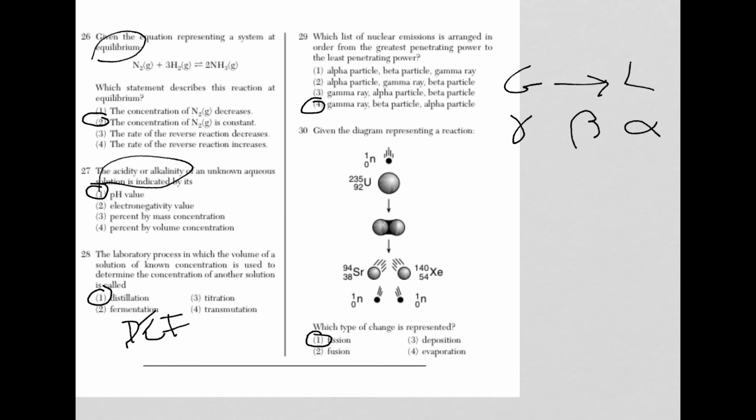And finally, in 30, what you're looking at is a diagram for the fission reaction. Notice I have a neutron, it's going to hit uranium-235, and that uranium-235 is splitting. When we have splitting, we have fission. Fusion is another type of nuclear reaction where we have light nuclei fusing together. Deposition and evaporation shouldn't even be possible choices here because they have to do with phase changes.